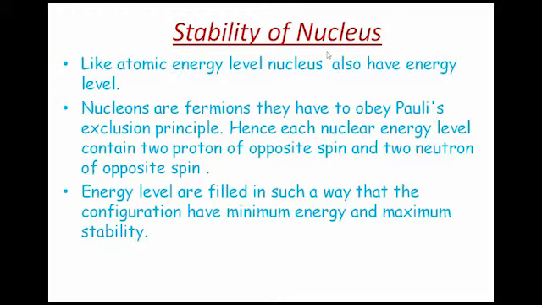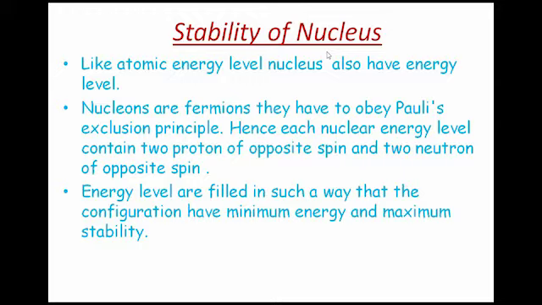Like the atomic energy level diagram, the nucleus also has energy levels. We know that nucleons are fermions, that is, neutrons and protons are fermions. So they should obey Pauli's exclusion principle. So each nuclear energy level can be occupied by only two protons or two neutrons of opposite spin.